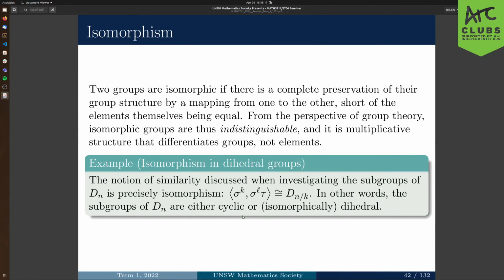So isomorphisms are pretty important. There's a bit of a spiel about them here. Essentially, it's just saying that two isomorphic groups are essentially the same in the view of group theory, right? So the only difference is that elements might be labeled a bit differently, but the multiplicative structure is basically identical.